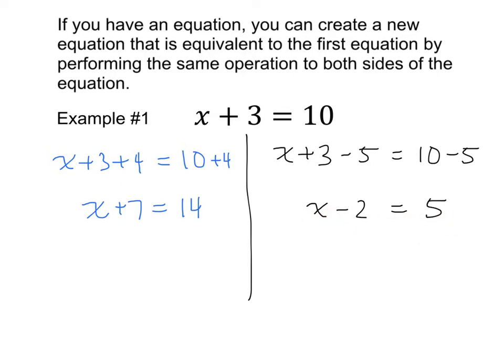Is this equivalent to this? Well, the answer is still yes, because 7 is still a solution. 7 minus 2 is 5. That's true, just like 7 plus 3 equals 10. So as long as I do the same thing on both sides of our equation, I still end up with an equation that is equivalent to the first equation.